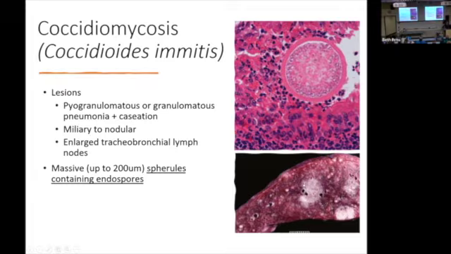Paragranulomatous or caseous pneumonia. Here's what that looks like. So this is multifocal. We've got lesions all over of varying shapes and sizes, but it's overall granulomatous to pyogranulomatous.